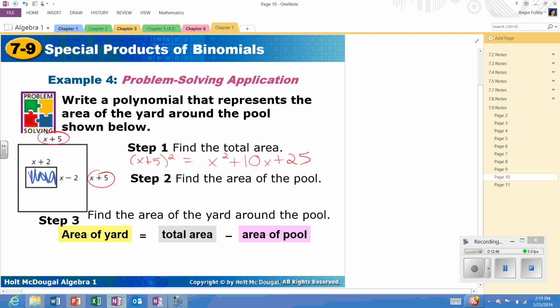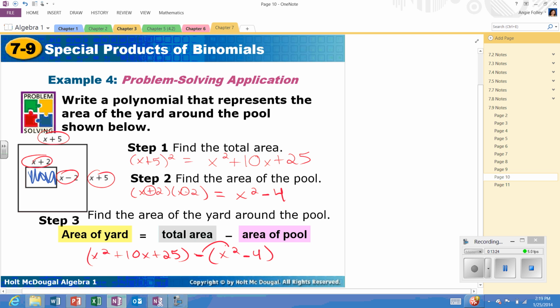Okay? The area of the pool is (x minus 2) times (x plus 2), so (x plus 2) times (x minus 2). That shortcut, remember, is the first term squared. We don't have any middle terms since they have an opposite sign, and then minus the last term squared. 2 times 2 is 4. So we've got the total, we've got the pool. To find just the area around, it's going to be the total minus the pool. So we take the total, x squared plus 10x plus 25, minus the area of the pool, x squared minus 4.